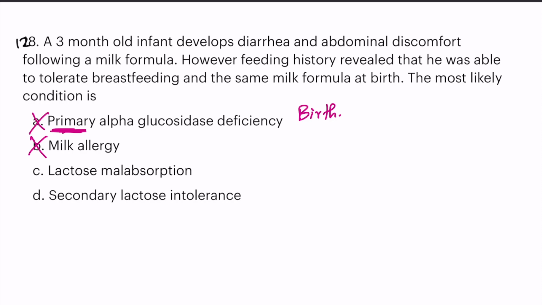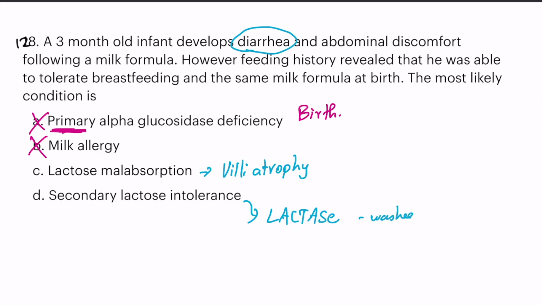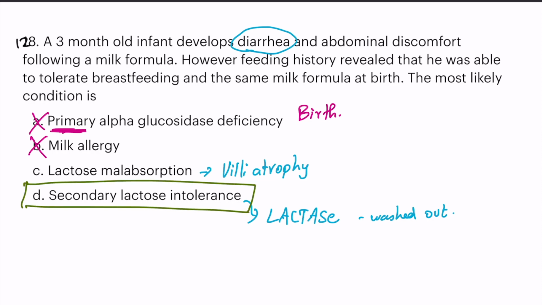So we have to see lactose malabsorption, secondary lactose intolerance. Malabsorption may be due to some other secondary disease such as villi atrophy or some other diseases. But here we have the symptom of diarrhea. What happens is during diarrhea, the enzyme lactase gets washed out. This leads to lactose intolerance and inability to tolerate the breastfeeding. So therefore the answer would be secondary lactose intolerance. Due to diarrhea, the patient had lactose intolerance. So this is secondary lactose intolerance.